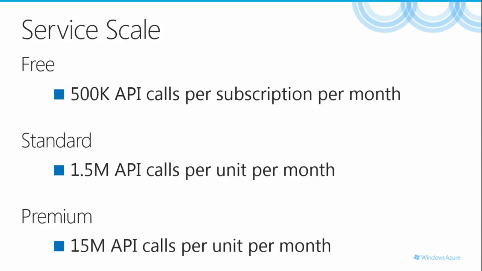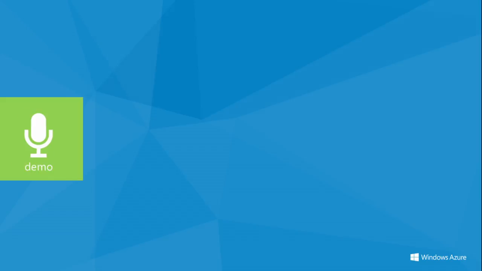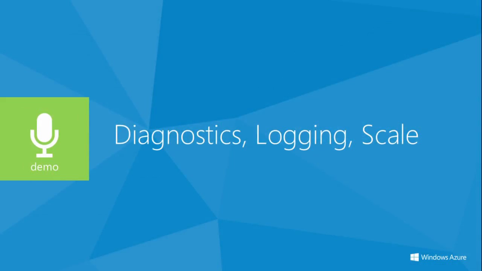Standard tier, 1.5 million, premium, 15 million per month per unit. So a unit is essentially an instance. If you scale up from 1 to 2, you obviously get double. So in the premium case, you'd have 30 million API calls available to you per month. So let's have a quick look at where this stuff is in the portal.